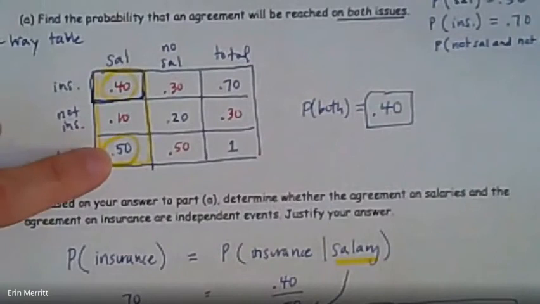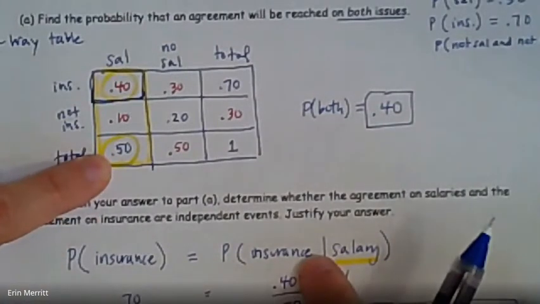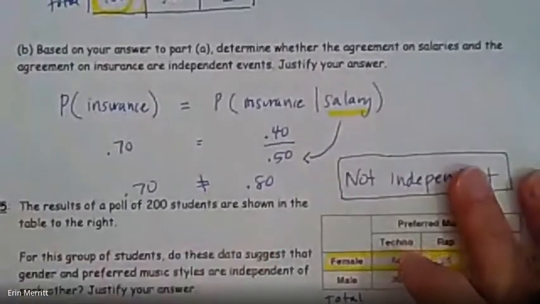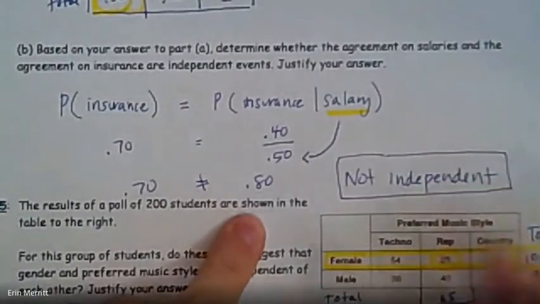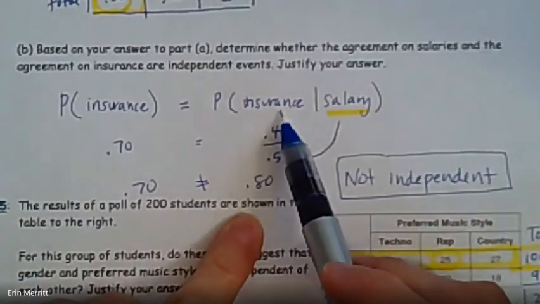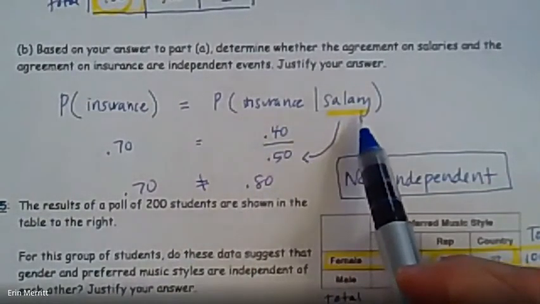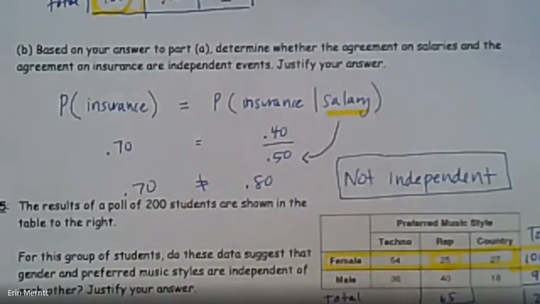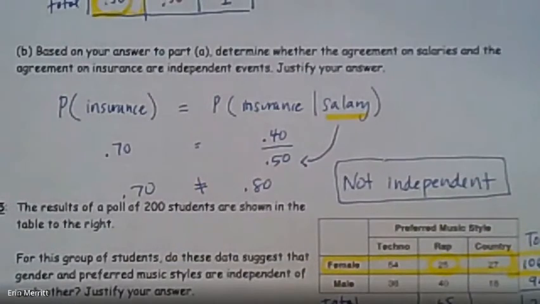So I'm going to slide back up. That's what all this circling was. So that's the total of the salaries, 0.5. And then what's the chance you agreed on the insurance? That was the 0.4 out of that 0.5. So it actually is more likely in this case that you'd agree on insurance given that you agreed to the salary piece of it. So if they're not equal, then you'd say they're not independent. So they're tied together, which is not super surprising when you're actually talking about negotiations that, okay, you agree to this only if they give you this as well.